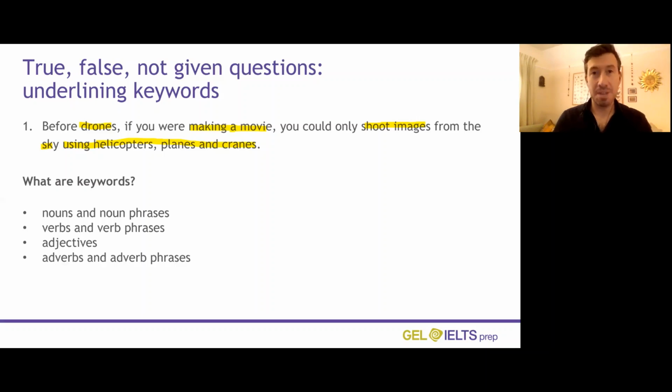And finally, we'd look at adverbs and adverb phrases. For example, before is an adverb, only, and from the sky is also an adverb phrase that we'd use there. So those are the things we mean by keywords. Now, usually in a question, you wouldn't do it one by one by one. You would just go, okay, before drones, if you were making a movie, you could only shoot images from the sky using helicopters, planes, and cranes. So you would just move across like that.